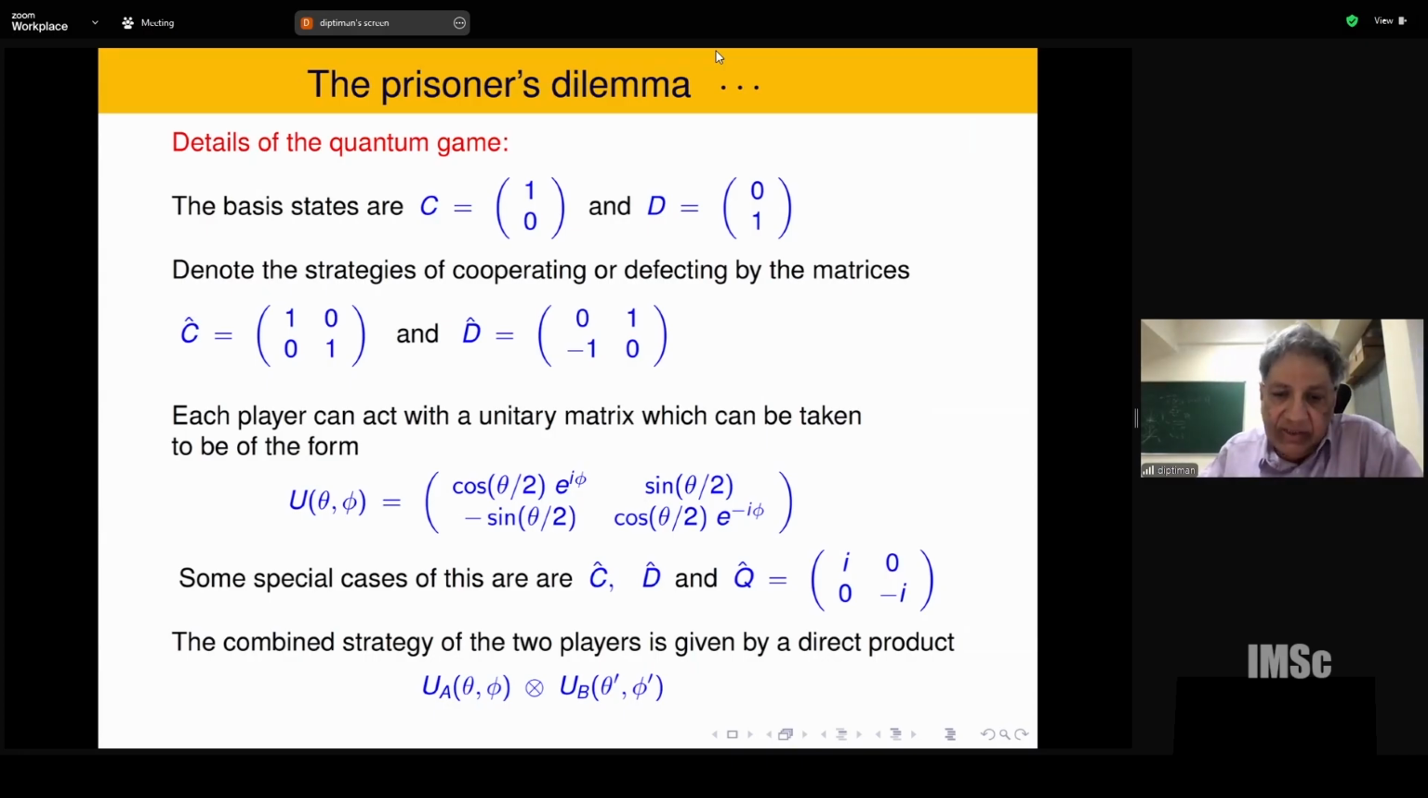And then the combined strategy of the 2 players is given by direct product because they're acting on the state of the system independently. Player A uses unitary transformation UA, player B uses unitary transformation UB.